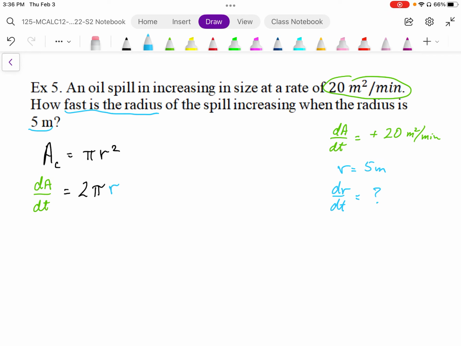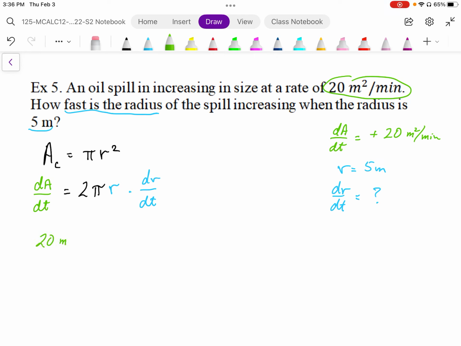And then because we're differentiating the r function, we need to differentiate r with respect to time. We need to apply the chain rule. So I get dr/dt. Okay, that's the piece that we want. We need to know dA/dt and the radius, and we have both of those, so I can just plug it in. This is fairly straightforward.